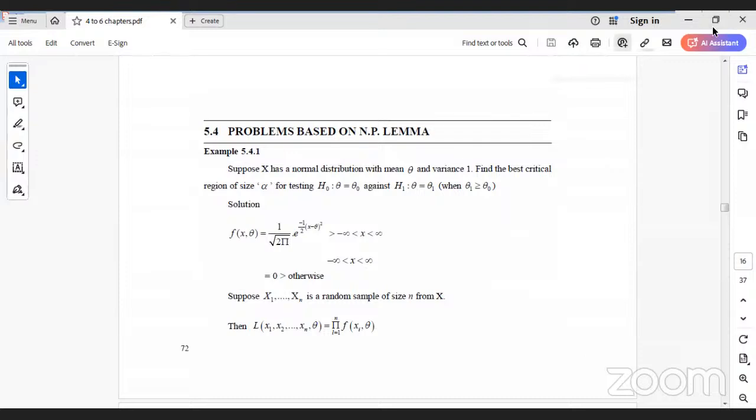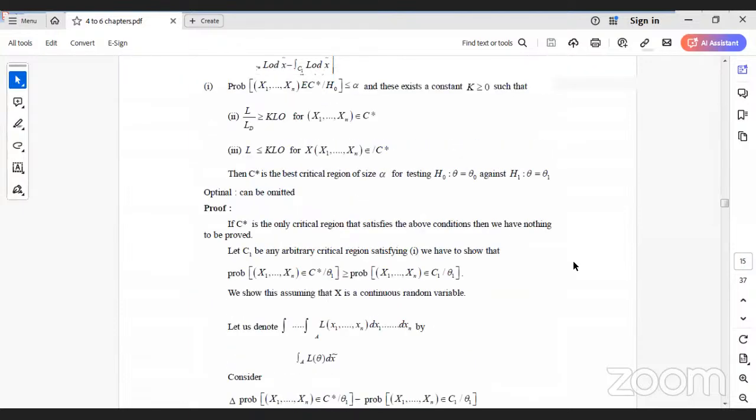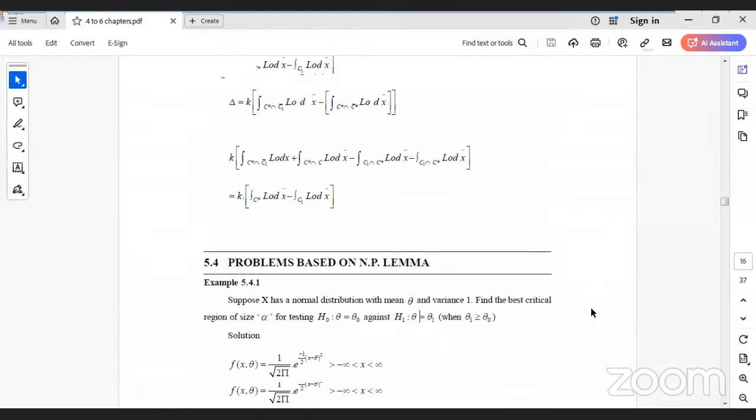Are you understanding Bhargavi and Komal? Yes, sir. This Neyman-Pearson lemma may be asked in the exam. You have to prepare. Any doubts, ask me and write it.